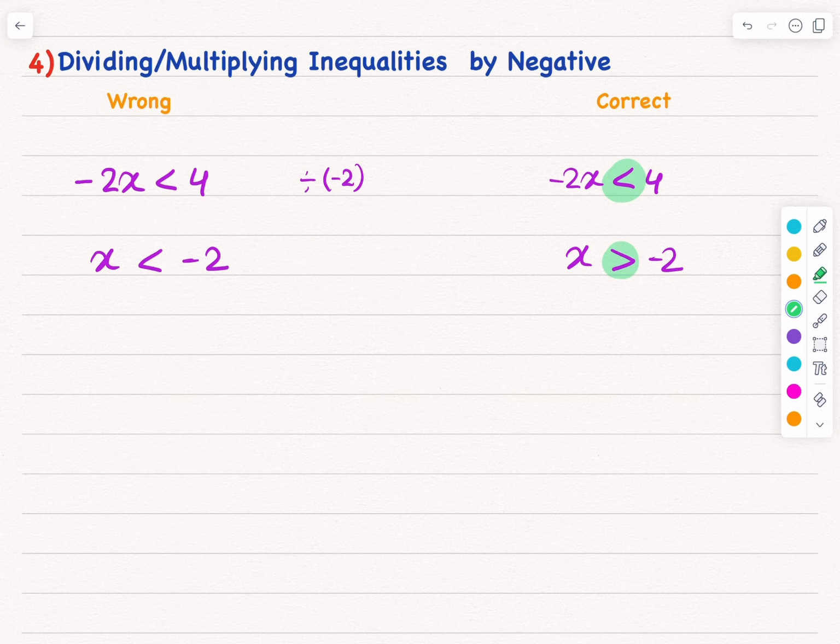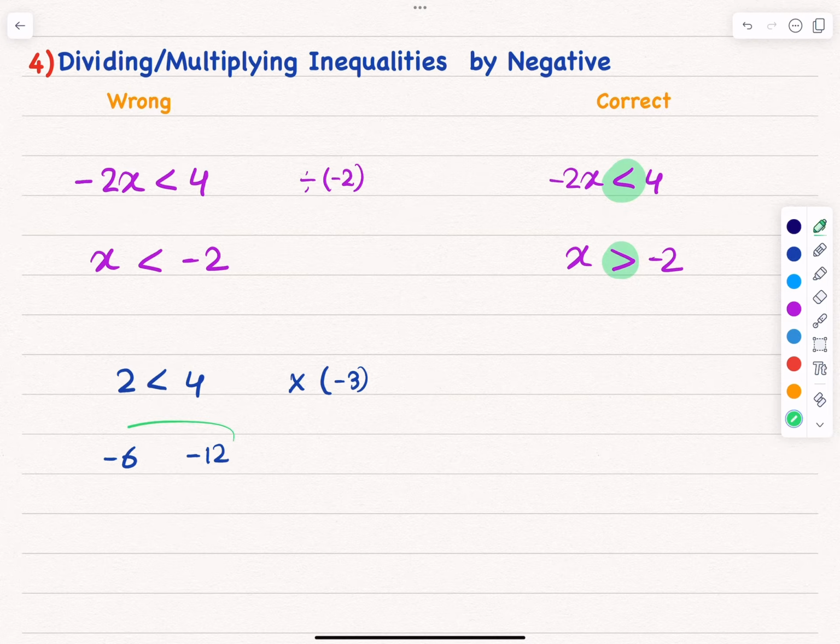To understand why we flip the inequality, take this example. 2 is less than 4, of course, as we know. Let's multiply both sides by any negative number. Let's say, for example, negative 3. If you multiply 2 by negative 3, it would be negative 6, and the 4 would be negative 12. Compare them now. Which one is bigger here? Of course, negative 6 is bigger, so that's why, as we see here, the inequality is flipped.